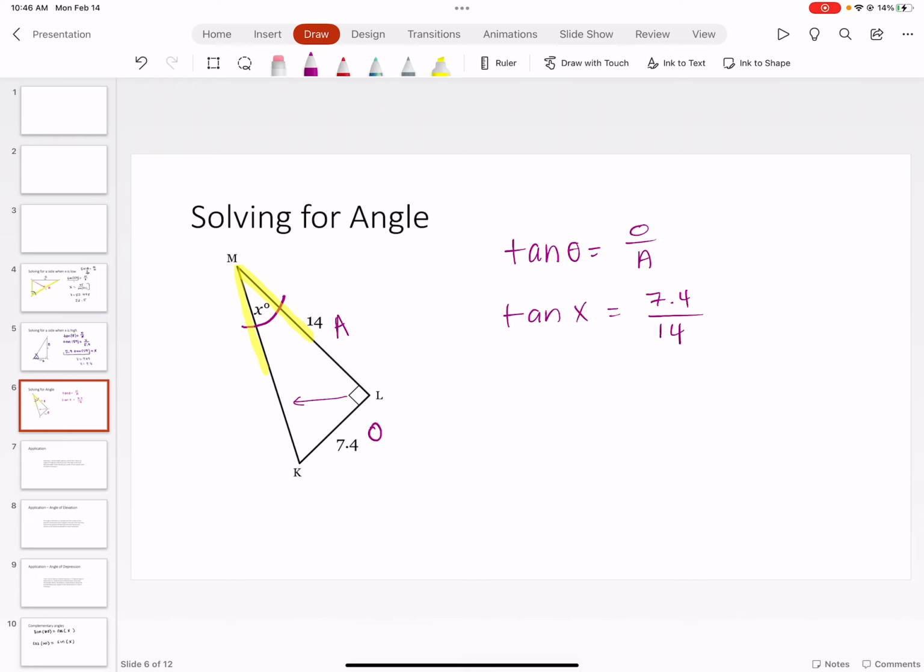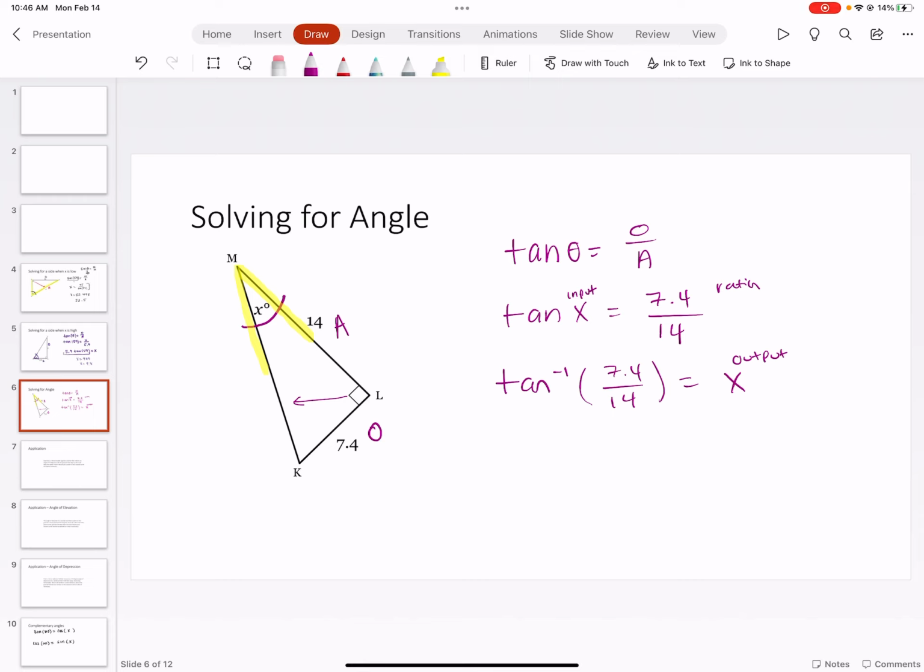So right now, the input for this function is the x value, the angle, and the output is the ratio. But when we're solving using the inverse, the input is the ratio, and then the output is going to be the angle. So that's going to be how we're going to solve for x.